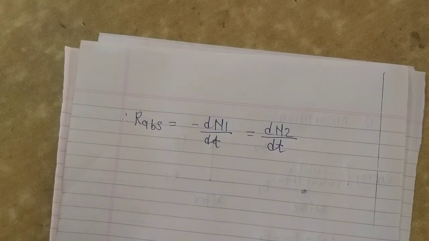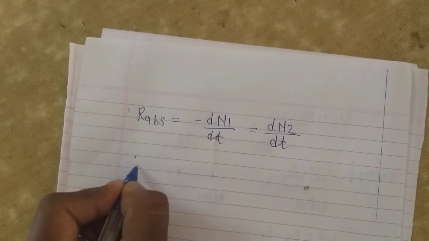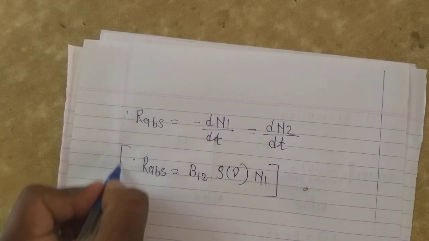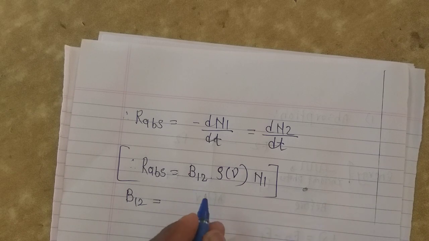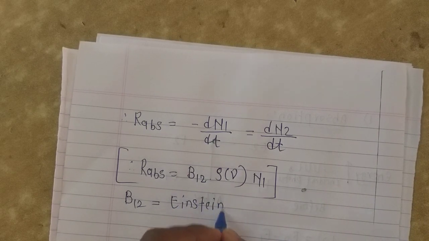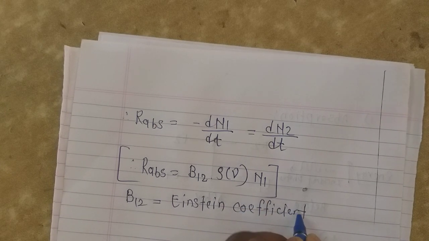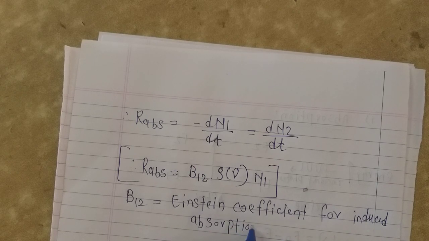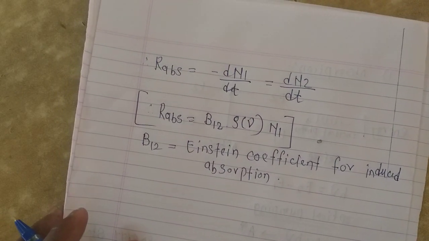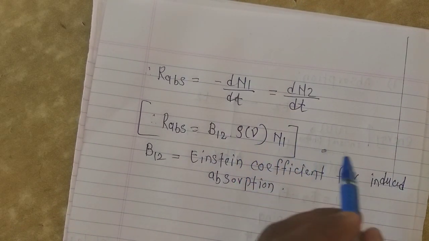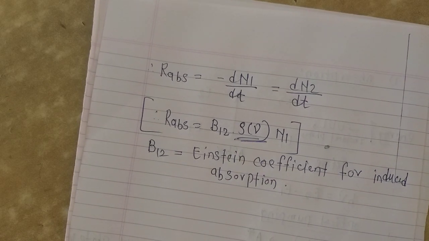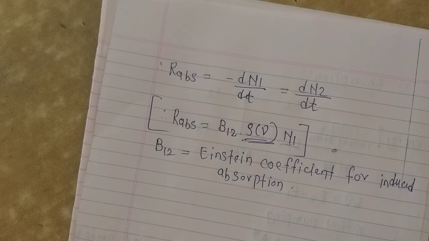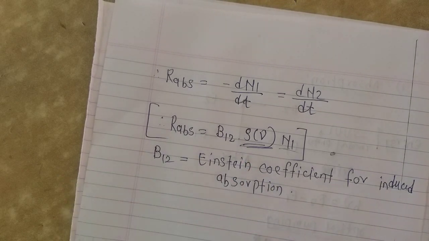That rate of absorption transition can be expressed as R_ABS equal to B12 rho nu N1, where B12 is the constant of proportionality, also known as the Einstein coefficient for induced absorption, rho nu is the number of photons per unit volume of the incident beam, and N1 is the number of atoms per unit volume in energy level E1. These are the processes of absorption.